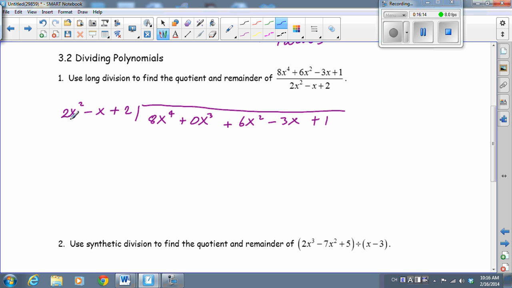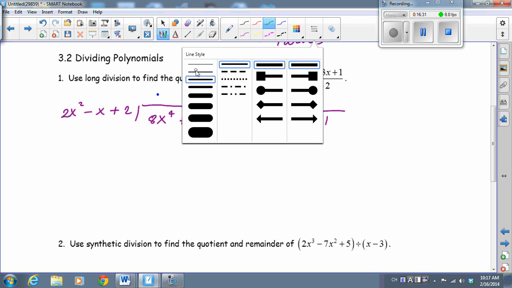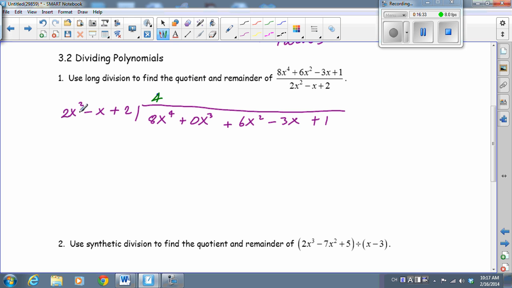This is a question you ask yourself. You're trying to get to 2x squared and you have 8x to the power 4. Well, 2x squared times what will give you 8x to the power 4? You only look at the first element to determine what goes above. I have a 2 and an 8. I need a 4. So I will put 4. I have x squared. I need an x to the 4. I need x squared. And then you multiply 4x squared times 2x squared will give you 8x to the power of 4. 4x squared times negative x will give you negative 4x cubed. 4x squared times 2 will give you a positive 8x squared.